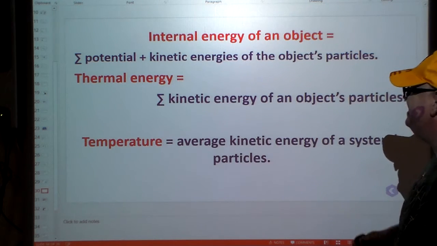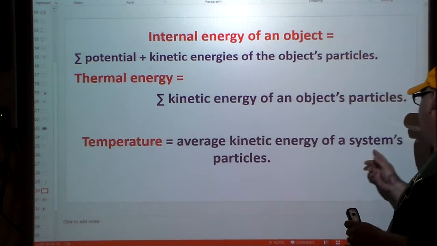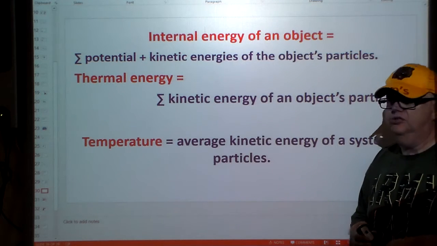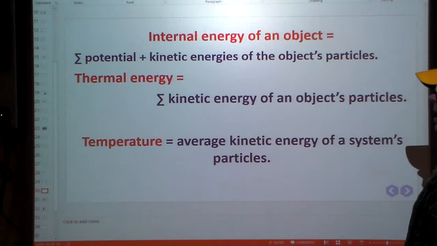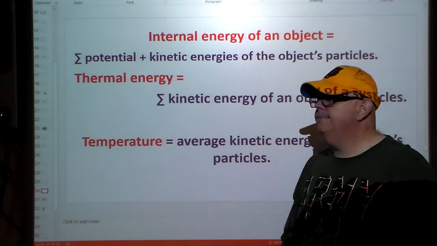Temperature, on the other hand, is the average kinetic energy of a system's particles. Now, it could be an object or it could be something else, depending. Okay?